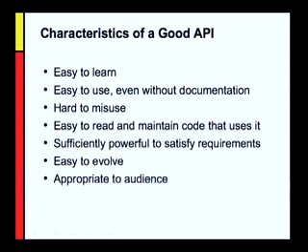And finally, the API has to be appropriate to the audience. What is a good API for, let's say, Wall Street analysts is probably not a good API for physicists, because they have different terminology. They think differently. So your API has to be aimed at its audience.